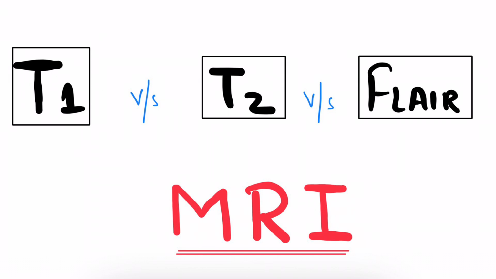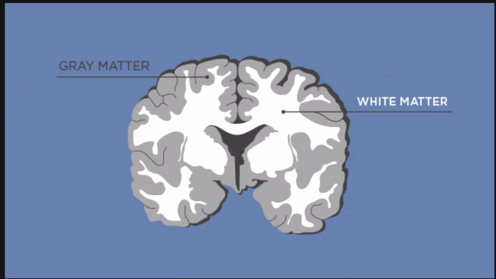So in this video we are going to differentiate between T1, T2 and Flair MRI because in your exam this is the important part which is asked. Many of the students are confused between these three MRIs. So first of all we should know about the normal anatomy of the brain. This depends on the three parts of the brain, which are first of all gray matter, second is white matter, and third one is CSF. So from these three parts you can differentiate T1, T2 and Flair MRI.